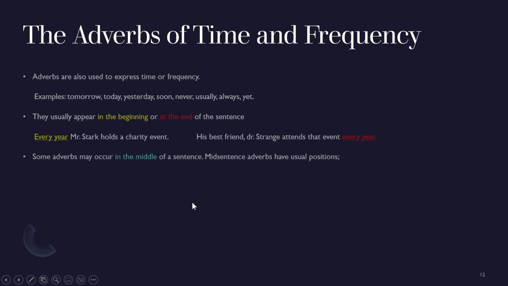Some adverbs may occur in the middle of the sentence. They have usual positions. First, they come in front of a verb. Miss Potts usually accompanies Mr. Stark. Here, the adverb of frequency appears before the verb. They can follow be. Remember to place the adverb after be. Miss Potts is usually on time. The word usually is placed after be.